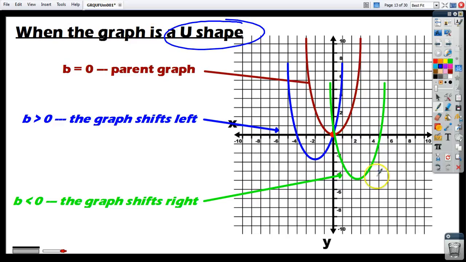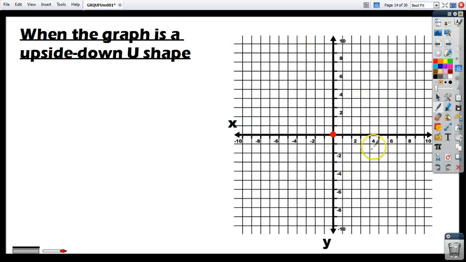What if the graph is an upside down U shape? Go ahead and make another graph here. So we're looking at upside down U shapes, in other words, parabolas that look like this. Well, it turns out everything flip-flops. Well, kind of makes sense. If your graph flips upside down, then some of the information that we understand will kind of reverse as well.